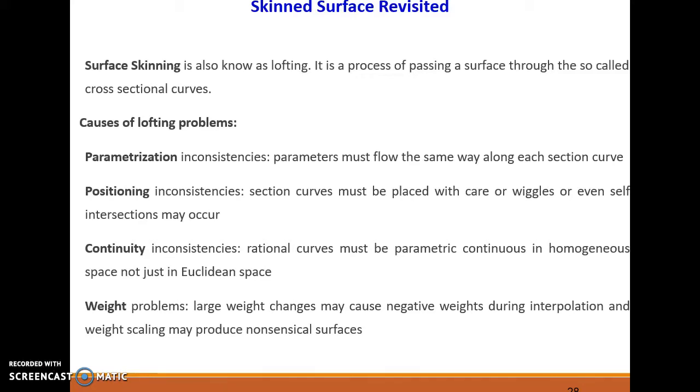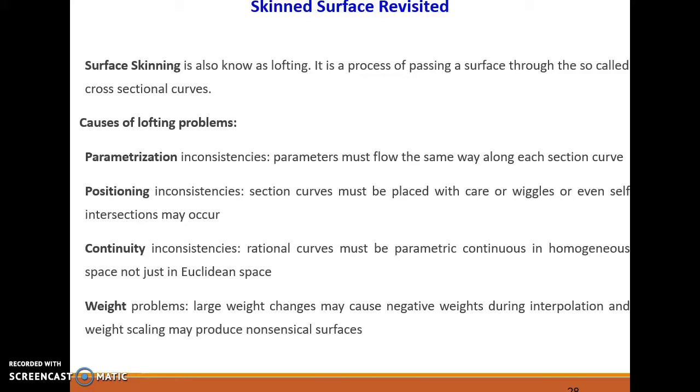In parameterization inconsistencies, the parameters must flow the same way along each section curve. As we have seen, the skin surface has section curves, so we require that every section curve's parameters must flow the same way. Next is positioning inconsistencies.